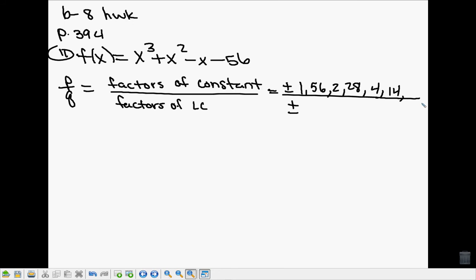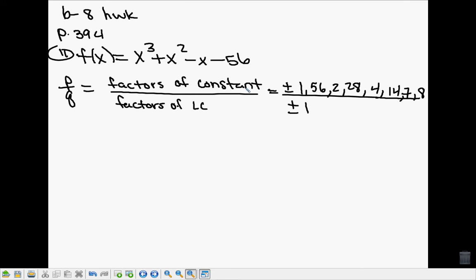Check 6. Nope. 7. I'm just dividing on my calculator. 56 divided by 7 is 8. Once you get two that are right next to each other like that, 7 and 8, you are done. You know that you got everything. So these are all the factors of 56. And then factors of 1 are easy. It's just 1.